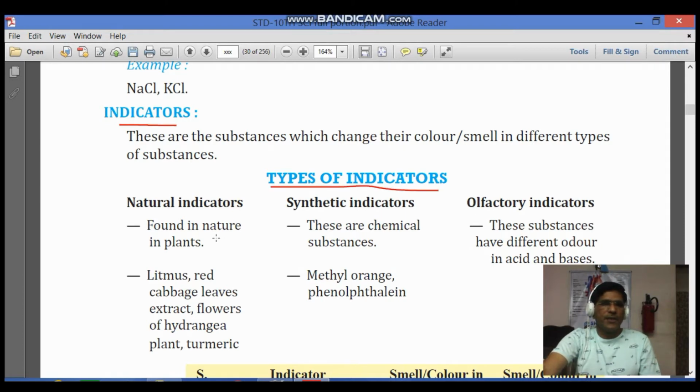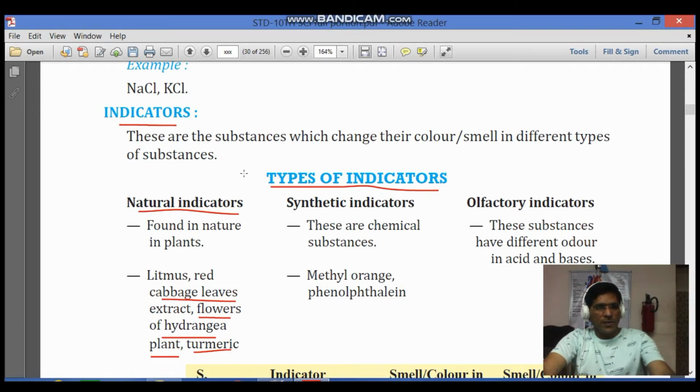There are three types. One is called natural, that is, found naturally in nature. If you see the smell of rose, the smell of marigold, these are all related to natural indicators. Or the leaf of red cabbage, the flowers of the hydrangea plant, which needs a lot of water, and turmeric, which we already use in our kitchens.